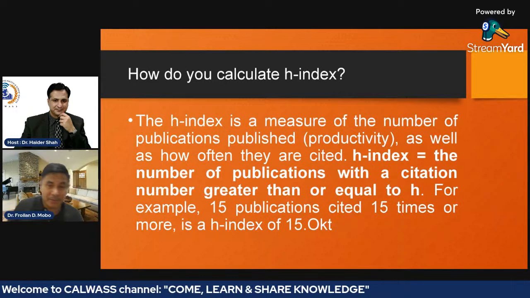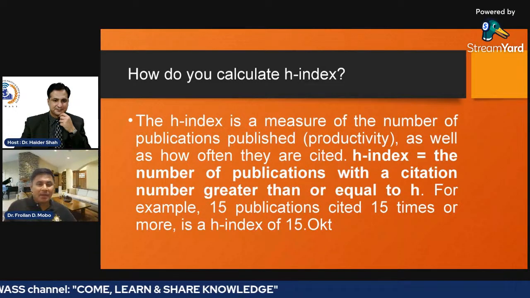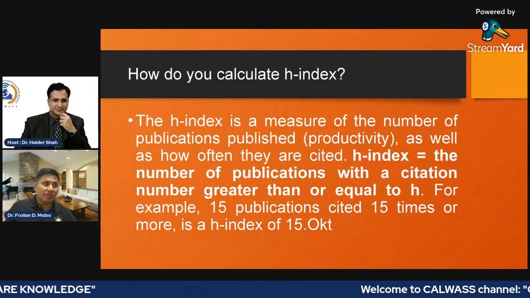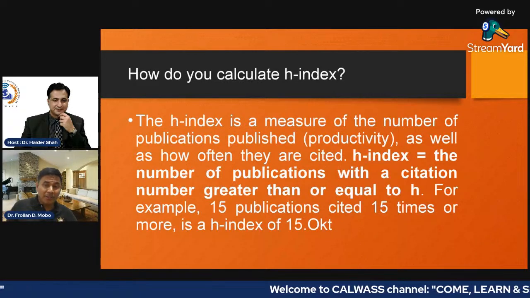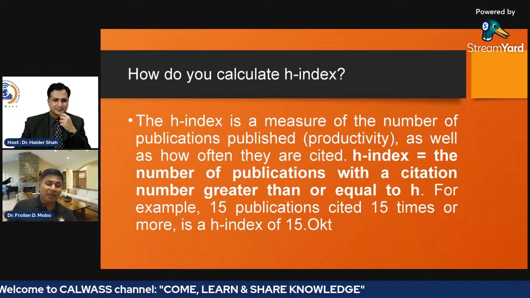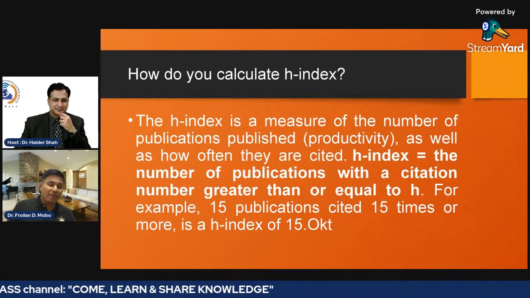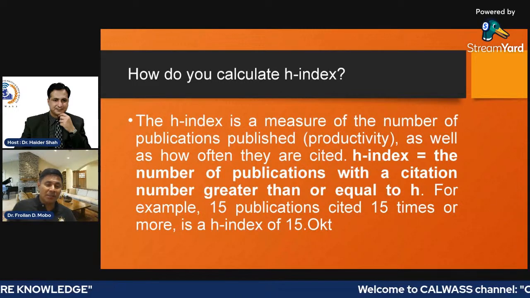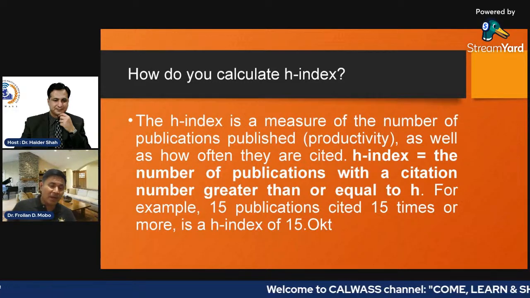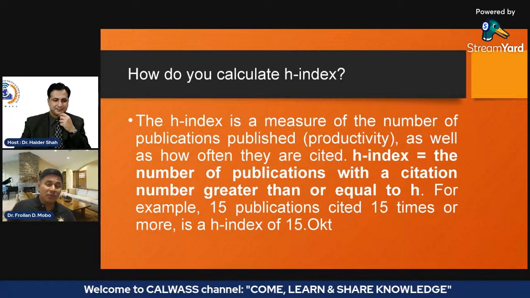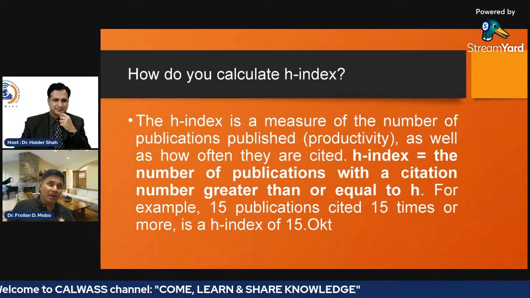So how do you calculate the H index? The H index is a measure of the number of publications published as well as the number of times they are cited. It is the number of publications with a citation number greater than or equal to the H index. For example, 15 publications cited 15 times or more gives an H index of 15. It's very important to calculate it truly.